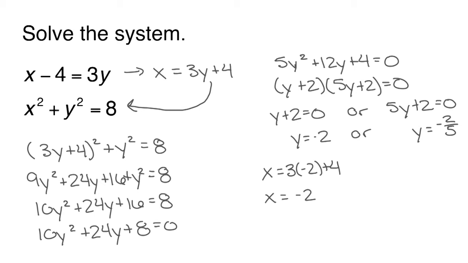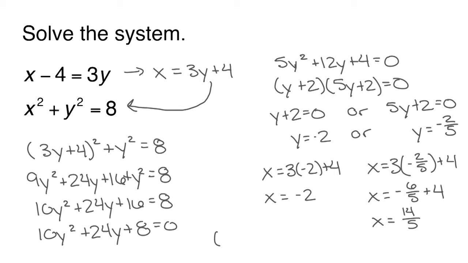When y is -2/5, x = 3(-2/5) + 4. So x is -6/5 + 4, and so x = 14/5. Thus, our two solutions are the ordered pairs (-2, -2) and (14/5, -2/5).